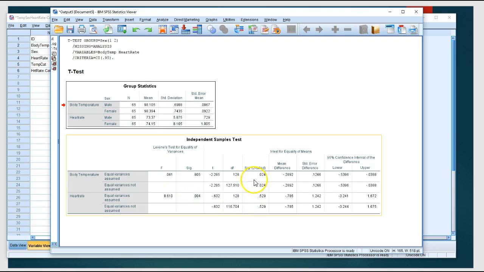And what it means, and the reason that we have these two rows for each of these has to do with equal variances assumed, equal variances not assumed. So for body temperature, we would use these values for the results. And for heart rate, we would use the values in the bottom row. And we notice here that they're exactly the same, and sometimes that happens, but it's often the case for them to be somewhat different. So it just tells you what row you would use for reporting your results.